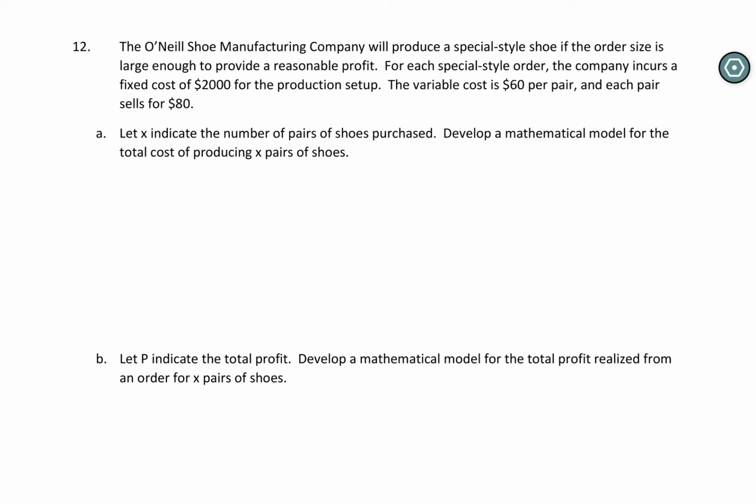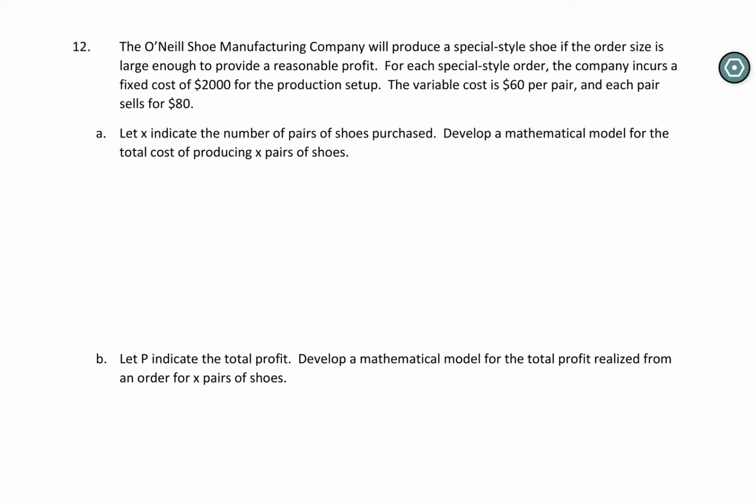Now let's take a look at number 12 from chapter 1 of our book. Here we are going to develop a model for total cost. We're also going to calculate profit and calculate a break-even point. So we are dealing with a shoe manufacturing company that's willing to produce a special style shoe if the order size is large enough to provide a reasonable profit.